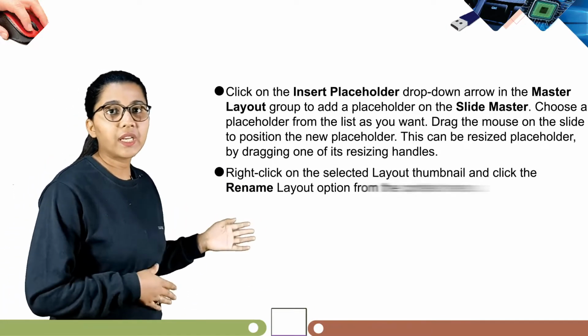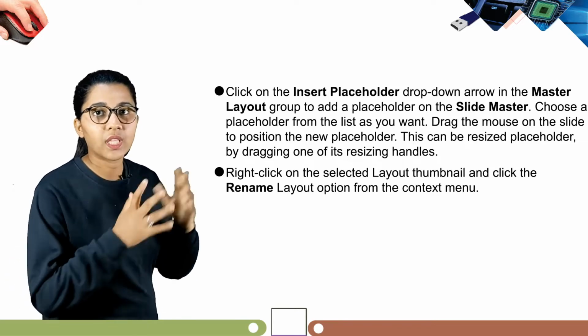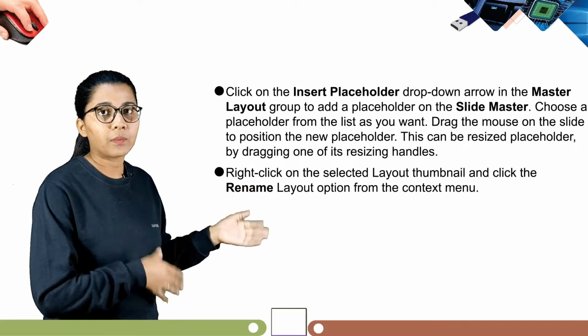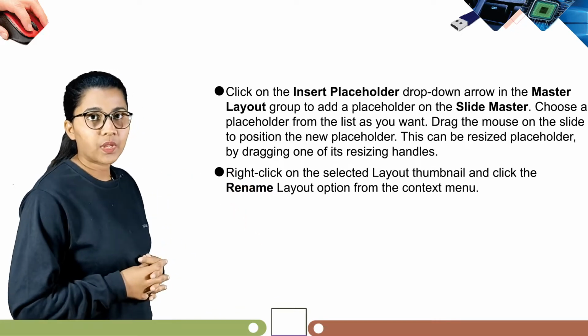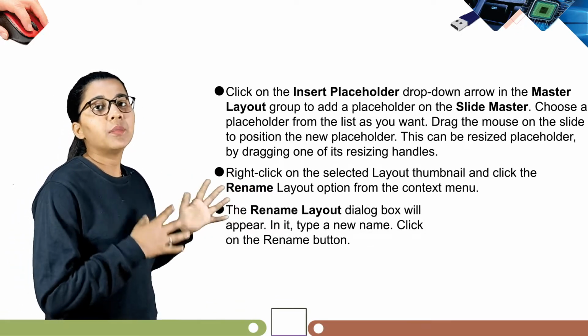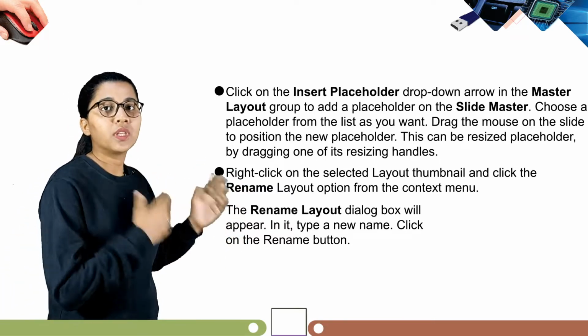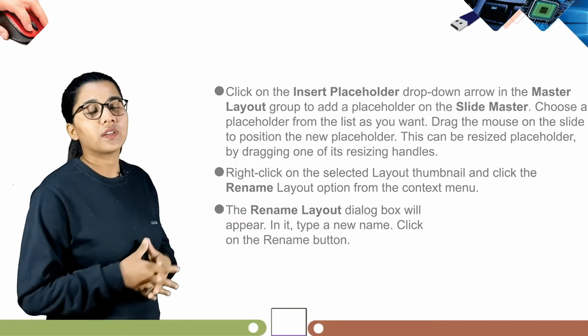Next, right click on the selected layout thumbnail and click the rename layout option from the context menu. Now, the rename layout dialog box will appear. In it, type a new name, then click on the rename button.